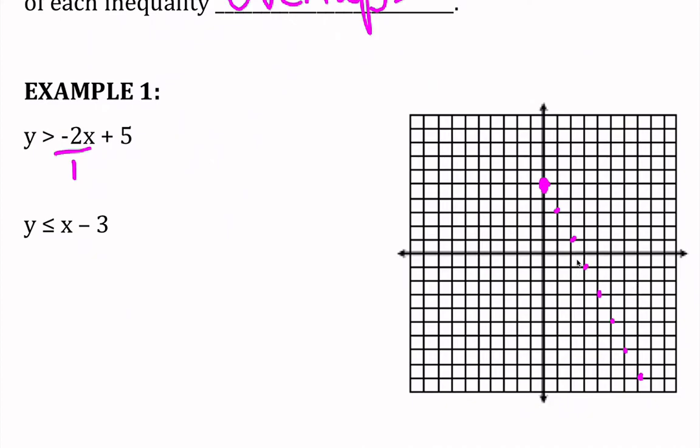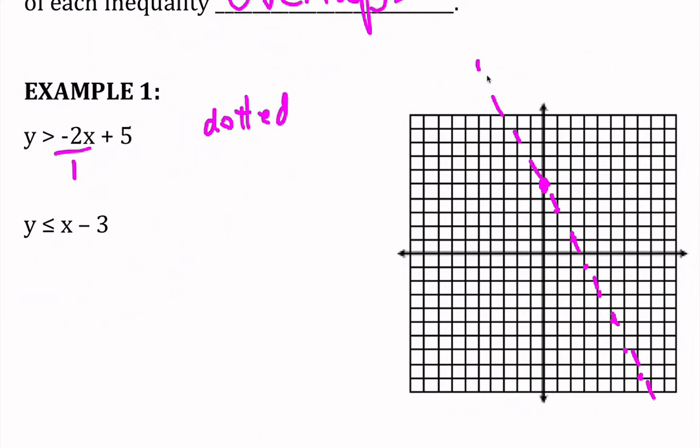Okay, so now I need to decide, should I make a solid or a dotted line that goes through these points? If I look at my symbol here, I notice there is no solid line underneath, so I know I want to use a dotted line that goes through these. You still want to use a straight edge, but make sure you have a dashed line.